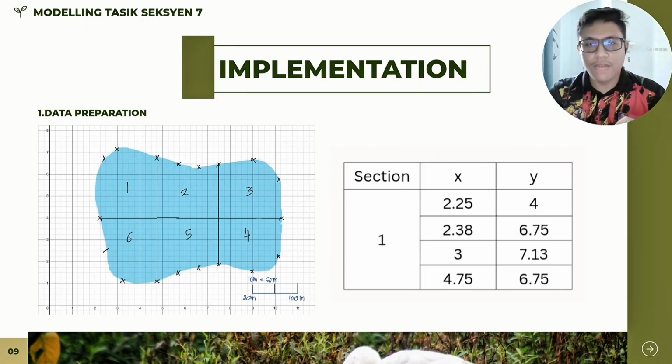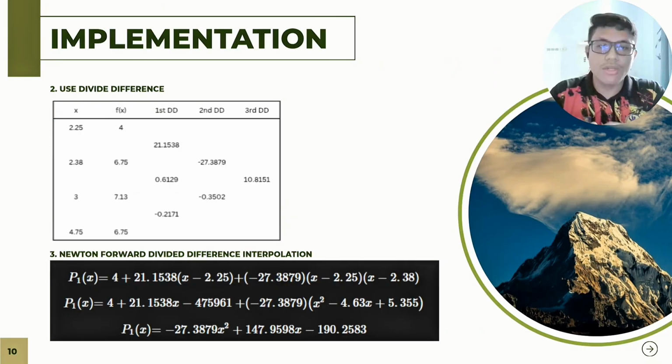For the first step, data preparation, we need to sketch and divide it into the 6 sections. After that, we make a table to insert each point into each section. Now we go to the second step, that is using the divided difference. Let's look at the section 1 table. We took 4 coordinates and generate a third order divided difference table.